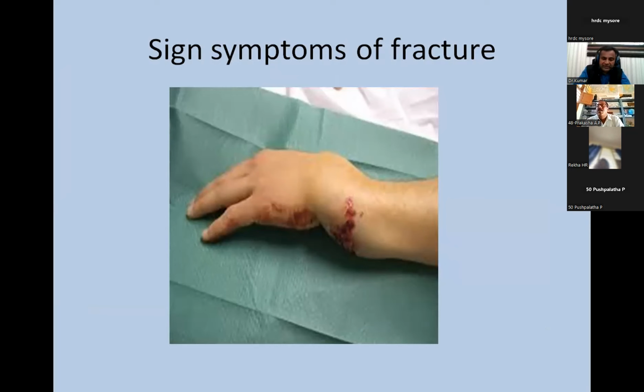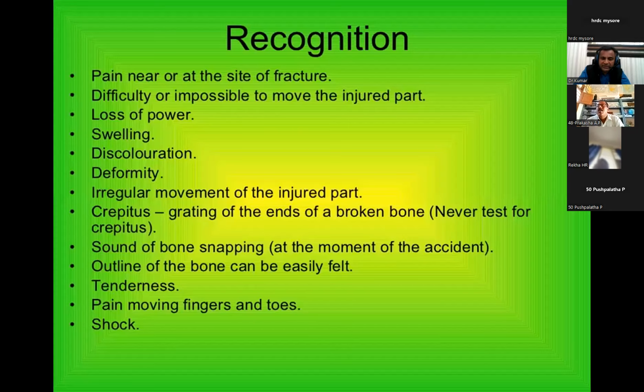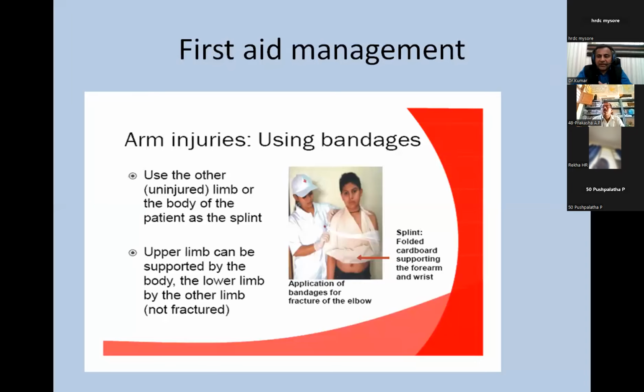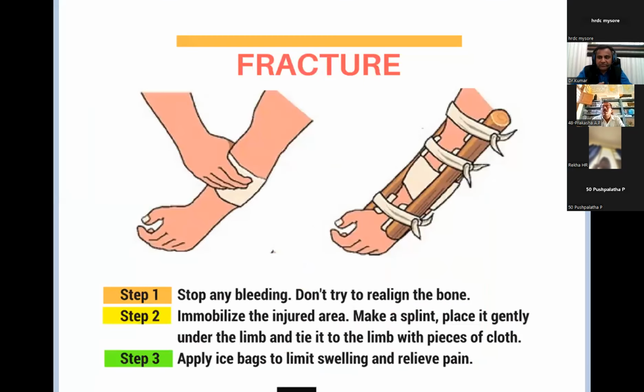So how do we provide support? What we have to do is stabilization using a splint. So what kind of splint? A wooden splint, if available, or a plastic splint can also be used nowadays. You can use even a plastic water bottle. It's not that you have to use standard material. When nothing is available during a disaster, a common locally available material can be used for support.